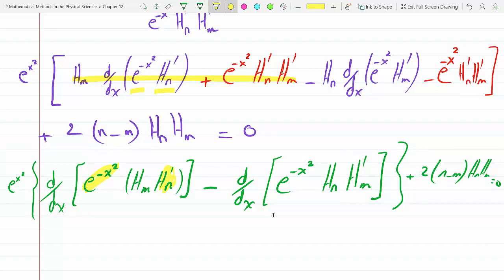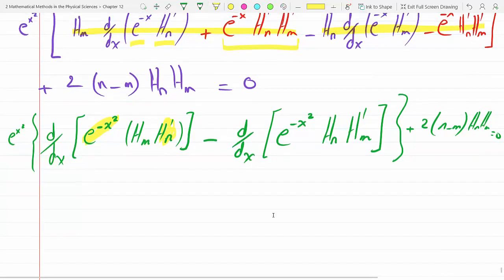So you would get e to the minus x squared, the derivative of h prime n, times hm, plus e to the minus x squared h prime n as is times the derivative of hm, which is h prime m, and that would get you this term here. And then if you apply the derivative on the second term, e to the minus x squared hn h prime m, by the same exact product rule, you would get exactly these two. So I just put together those four terms using the product rule backwards into two derivatives.